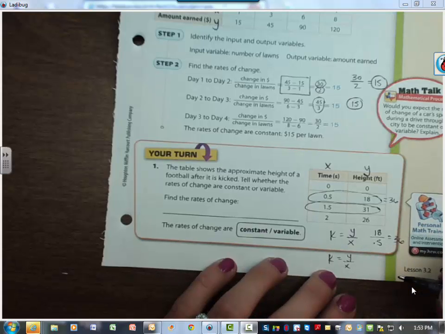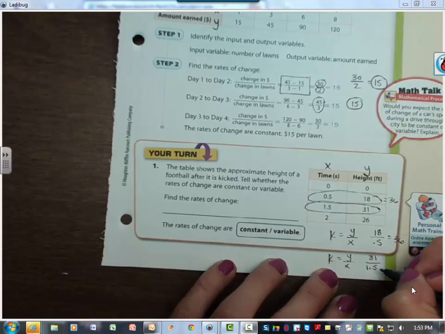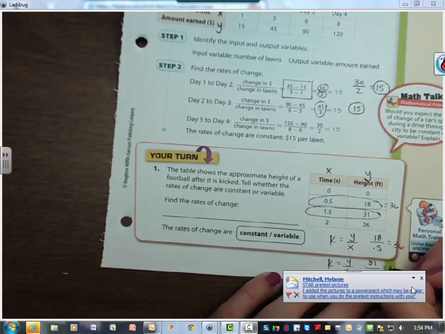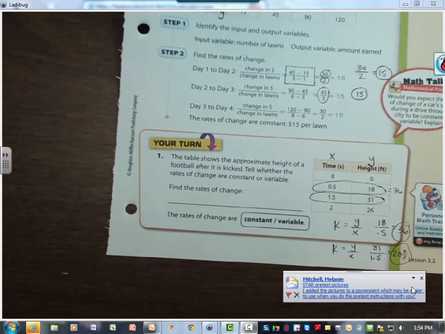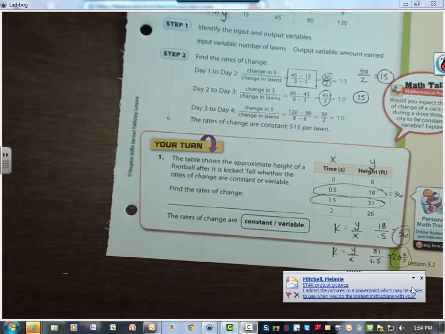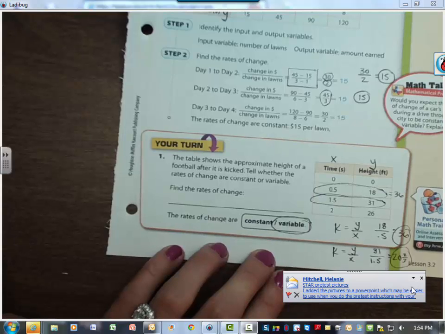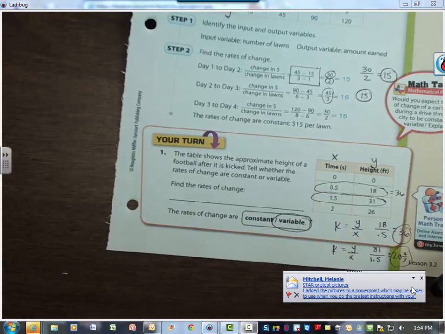Y over x is equal to k. Plug in my numbers. My y value is 31. My x value is 1.5. If I plug that into my calculator, I get 20 and 2/3. Okay, notice the constants are different, which means that we don't have a constant rate of change here. We have a variable because our rates of change are different between the points. So that's one way of recognizing the rate of change from points on the table.